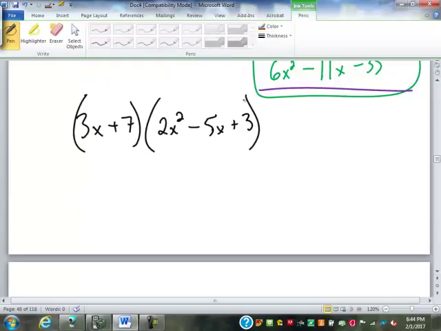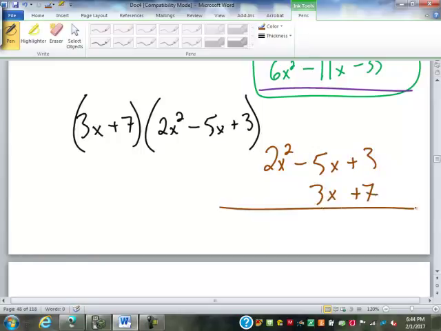But if I do it out doing long multiplication, the process is going to look exactly the same as it did before. 7 times 3, so positive 21. 7 times negative 5x. Negative 35x, good. 7 times 2x squared. 14x squared.